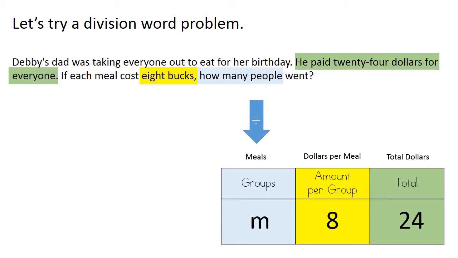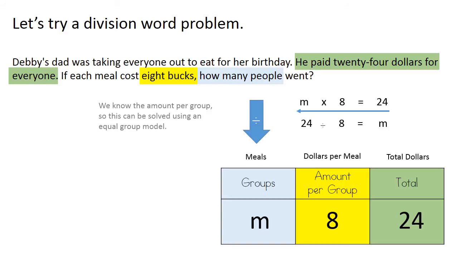Since we don't know how many groups there are, this is going to be a division problem. We're going to set it up as a multiplication problem. M times 8 equals 24. We're going to go the other way, the inverse, to come up with the division problem. So 24 divided by 8 equals M. We want to have that unknown on the other side of the equal sign.